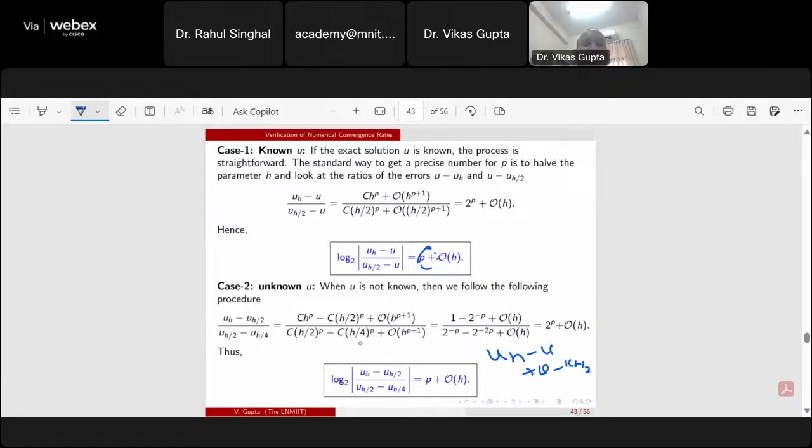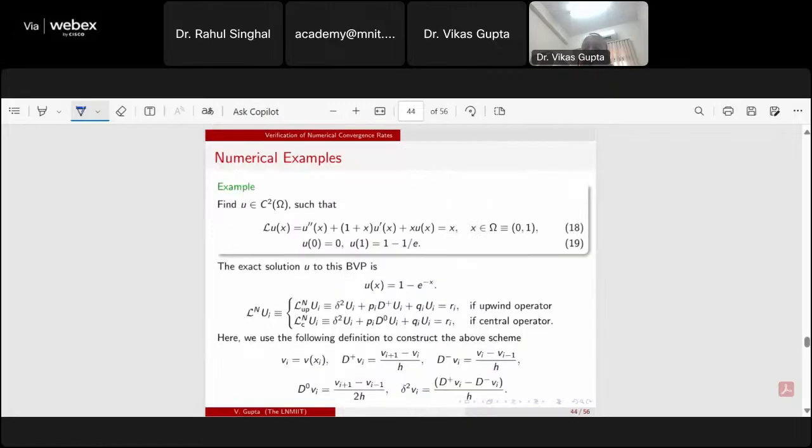plus order of h to the power p plus 1, which will be equal to (1 minus 2 to the power minus p) upon (2 to the power minus p minus 4 to the power minus p) plus order of h, because c h to the power p will be cancelled out. From here you are getting 2 to the power minus p, and from here you are getting 4 to the power minus p, which is equal to 2 to the power p plus order of h after simplifying. So again, taking the logarithm of both sides with base 2, we get this formula to calculate the numerical order of convergence if your exact solution is unknown.